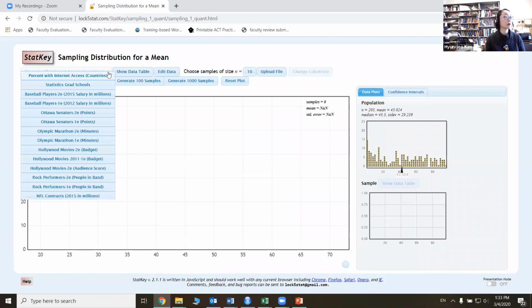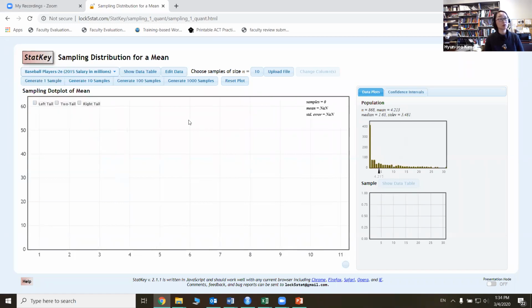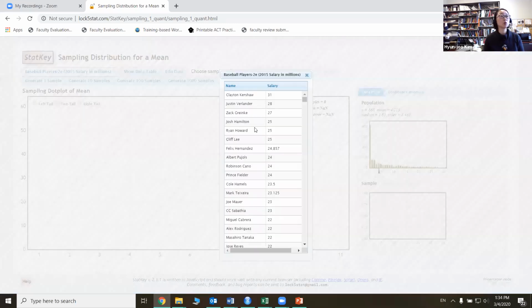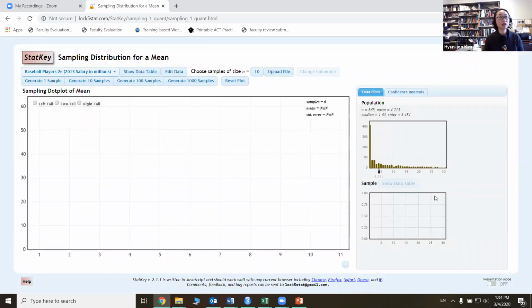One of the interesting things about this site is that it already has a whole bunch of built-in data sets. And one of them is baseball player 2015 salary in millions. You see that? So if you click that, it will give you some information about our data set, especially when you click the show data table here, you will see the names of the players and the corresponding salaries. And there are 868 entries there, so you can scroll down and see a lot of player names and their salaries in 2015. Also on the right hand side, you can see a summary of the population information.